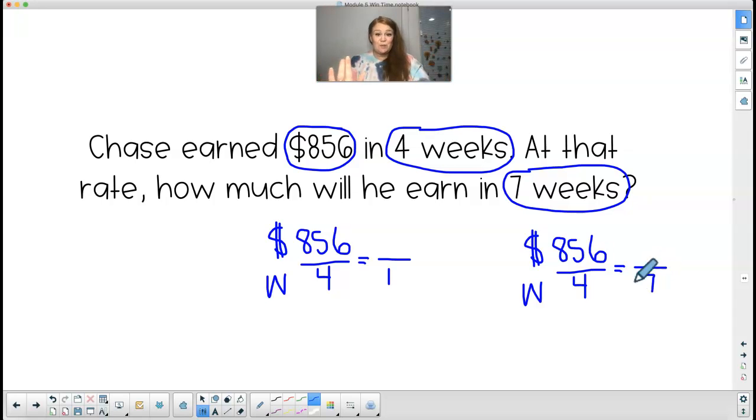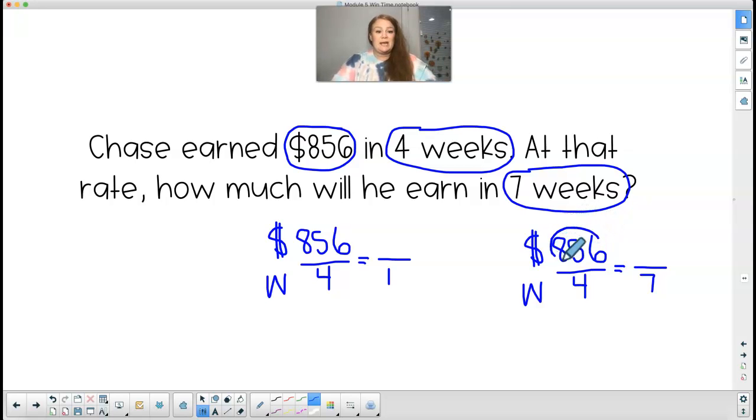So you can choose which way. Do you like the unit rate or do you like the cross multiply and divide one? So either way, you can pick. So if you like the unit rate, figure out how you got from 4 to 1. Do the same thing to the top and then apply the unit rate of 7 weeks. Or you can skip straight to that and pass the unit rate.